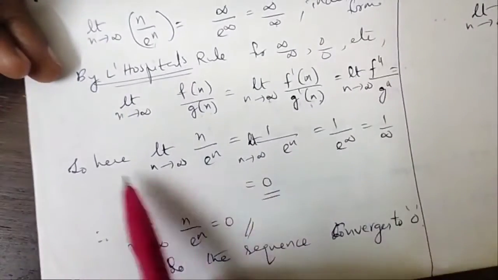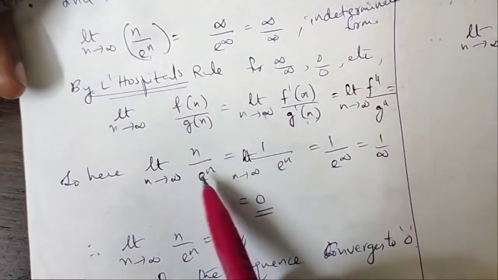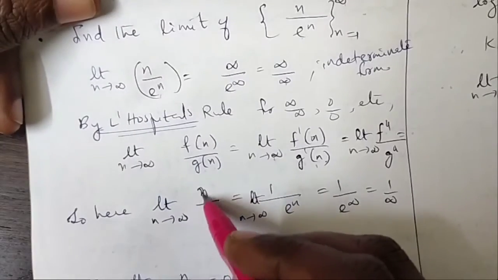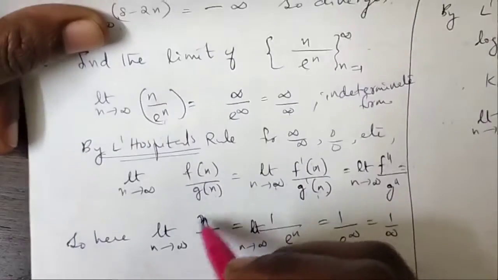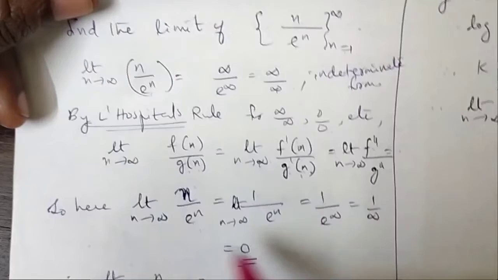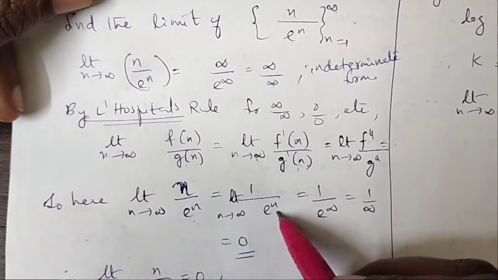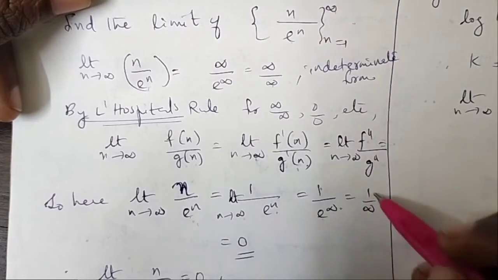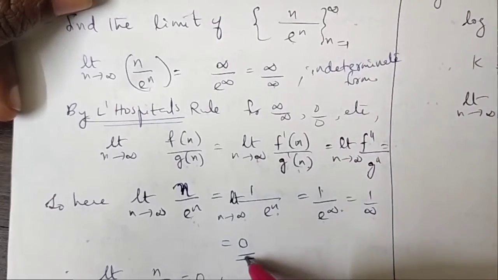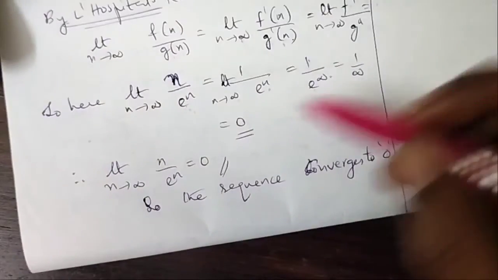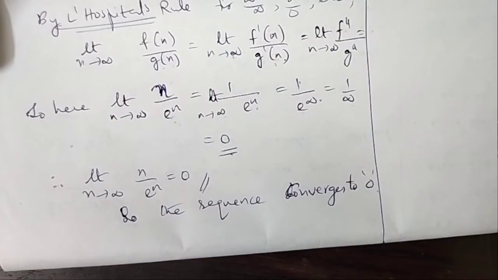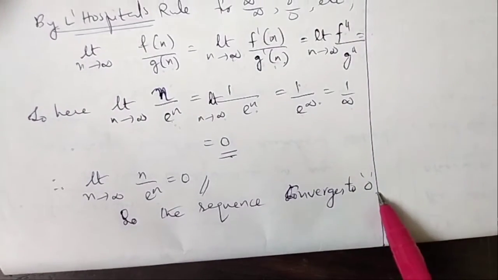So here, limit as n tends to infinity of n by e raised to n. Applying L'Hospital's rule, what is the derivative of the numerator? n with respect to n is 1. Then the derivative of e raised to n is e raised to n itself. So as n tends to infinity, it is 1 by e raised to infinity, that is 1 by infinity, which is 0. So 0 is a finite number, and this is the limit. Limit as n tends to infinity of n by e raised to n is 0. So the sequence converges to 0.